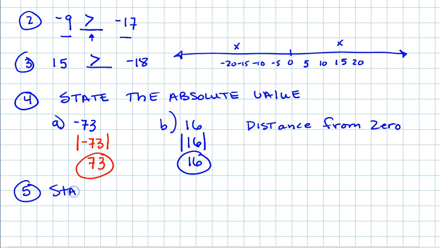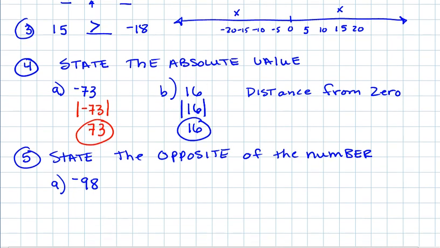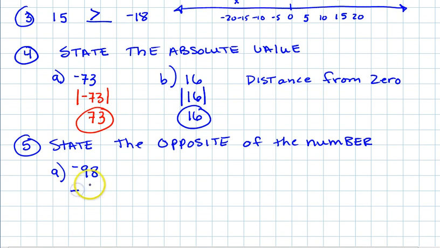Let's state the opposite of a number. Now you should think of this as an operation. So for instance, if I have the number negative 98 and I want to state the opposite, I would write the opposite of negative 98. Notice here how the negative sign is high and the operation is in the middle. So for this problem, I'm saying the opposite of negative 98.